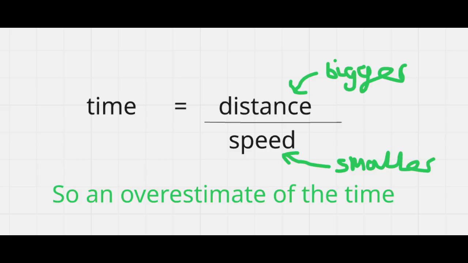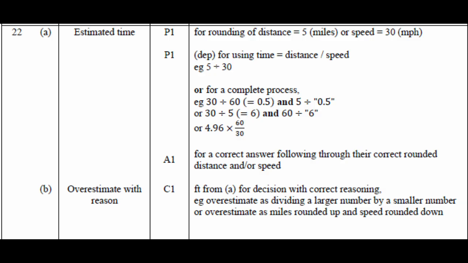So t would have been bigger than it should have been, because you can fit more smaller numbers into a bigger number. So we write down that t would have been an overestimate. And here's what the mark scheme says about this question.